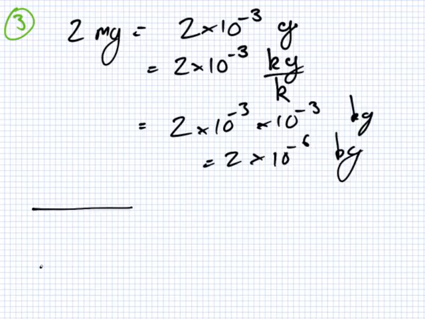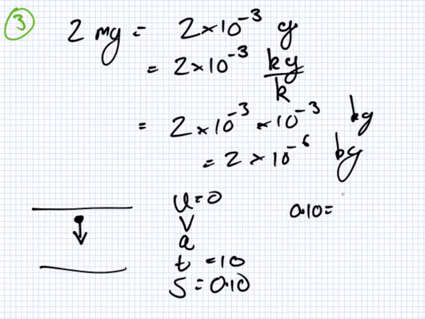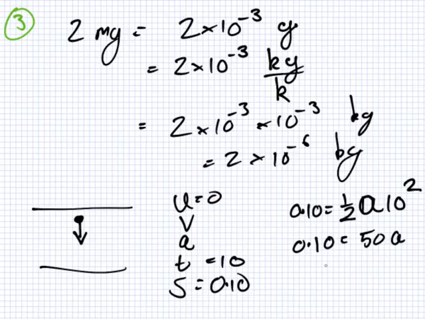So you have one plate, another plate, and the particle falls. And I tell you, the U is 0, the V we don't know, the S is 0.10, the T is 10. S equals UT plus a half A T squared. So 0.10 equals 50A. So A equals 0.10 divided by 50, which is 0.002 meters per second squared.